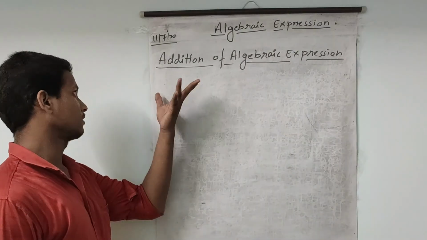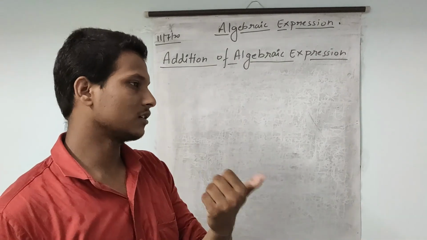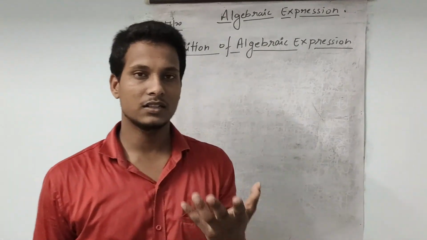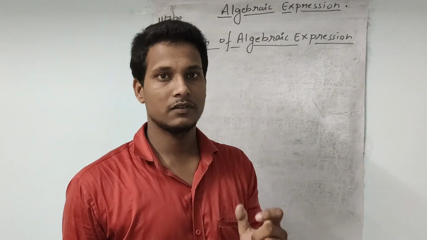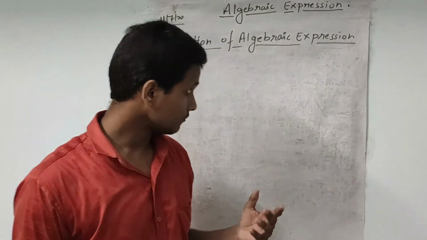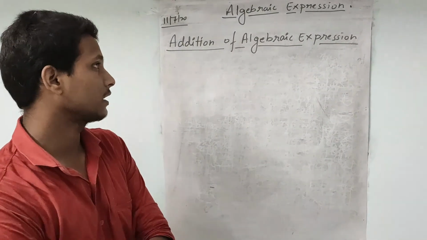Algebraic expression, addition of an algebraic expression. We have discussed like terms. So, what are like terms? Like terms are the terms in which the variables are the same and have the same power. On the basis of like terms, we are going to add the values in an algebraic expression.